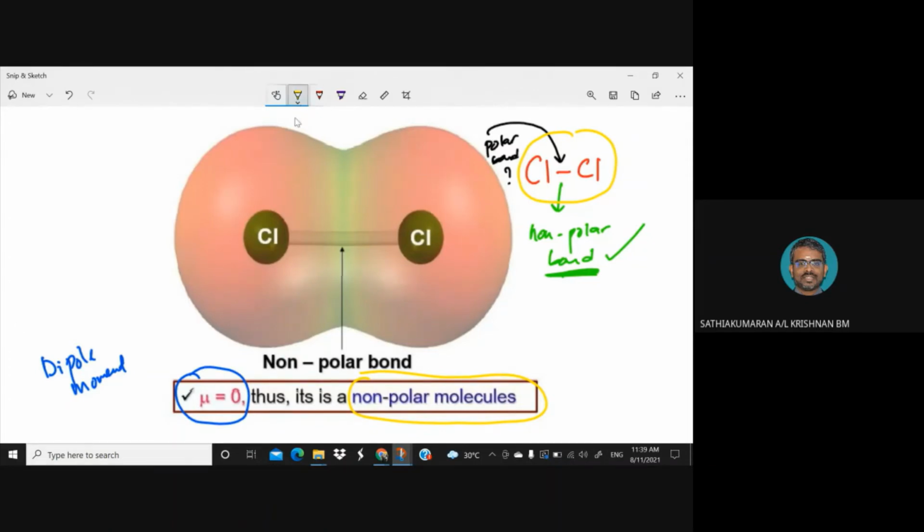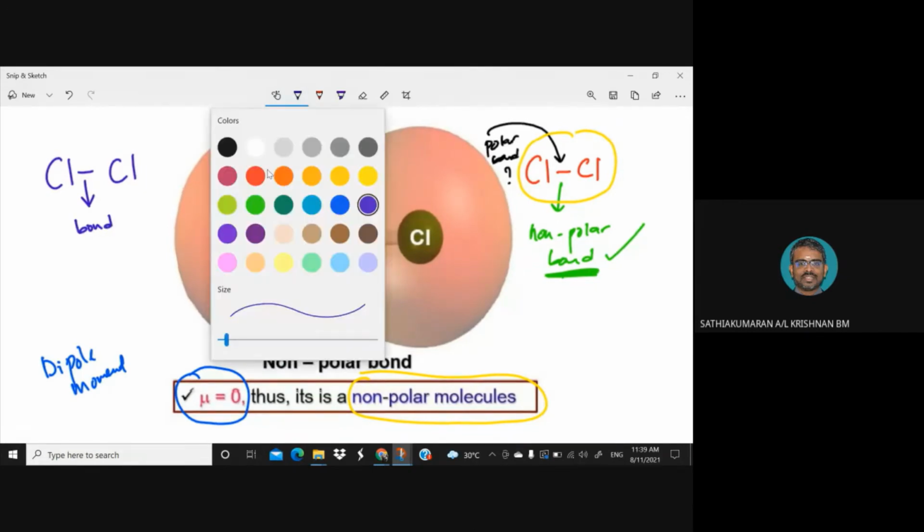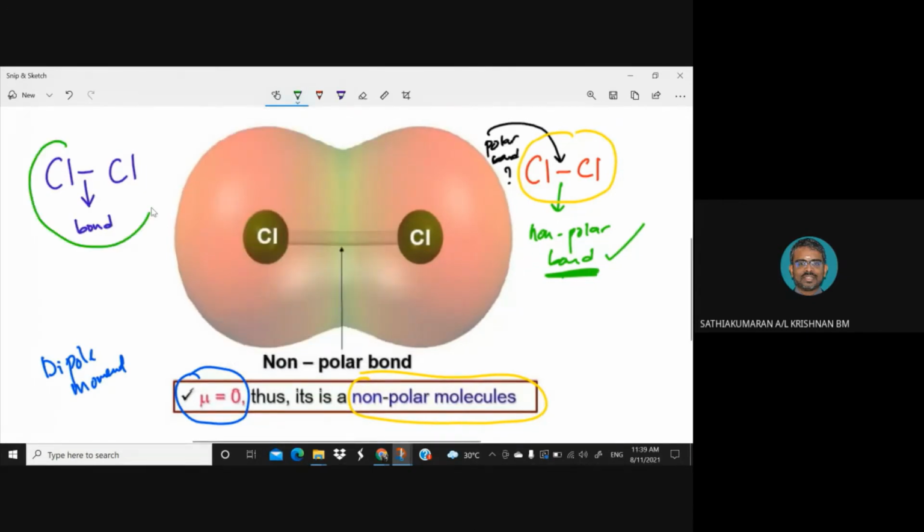Please differentiate: with Cl-Cl, we focus on the bond, while overall we call it the molecule. You have to differentiate between the words bond and molecule. Don't confuse them.